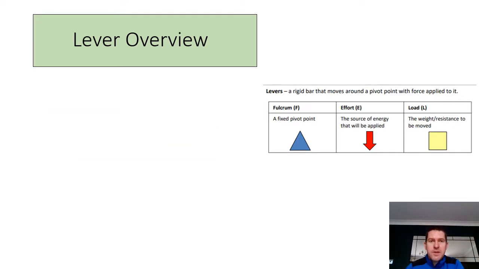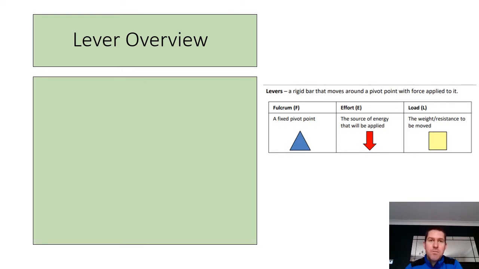So before we do anything else, let's get an overview of basically what we mean by a lever. So when we think about levers, we're talking about movement within the body. And a lever will consist of three different parts. Okay, so there's three basic parts that equate to a lever.